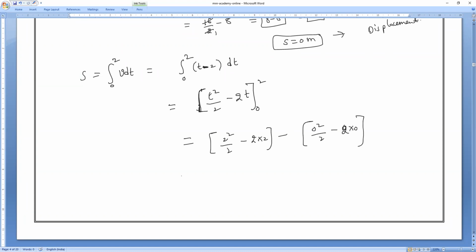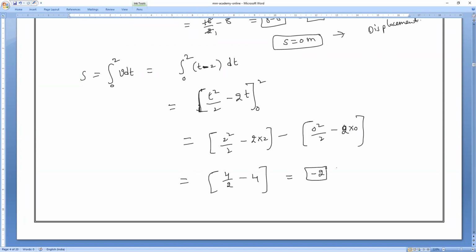The zero term has no value; I am just writing it to understand it. So 4 by 2 minus 4. What is the answer? Minus 2. So you'll get minus 2.